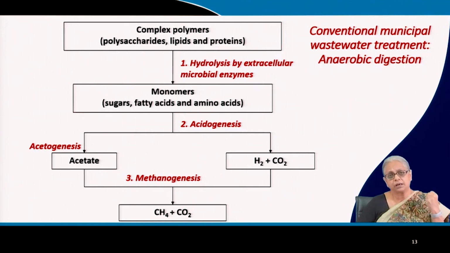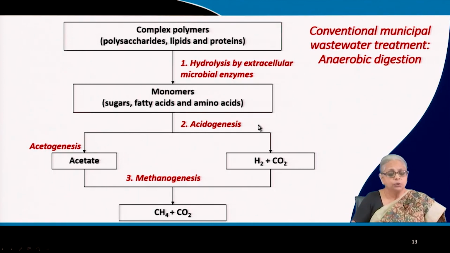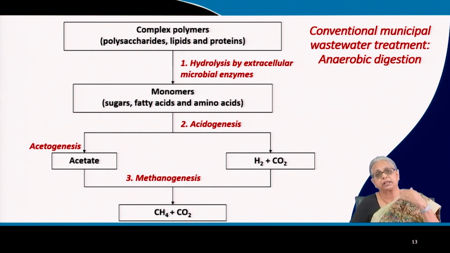Remember that the bacteria cannot take up any of the large polymers. So the first thing that has to happen is hydrolysis by extracellular microbial enzymes, and the end product in that will be monomeric units of basically you'll get sugars, fatty acids, amino acids, and so on. These monomeric units can then be taken up by the bacteria. And the next step is what is called acidogenesis. So acidogenesis, no details are shown in this graphic. You actually get the production of volatile fatty acids, and these volatile fatty acids are further broken down. So you will get propionic acid, butyric acid.